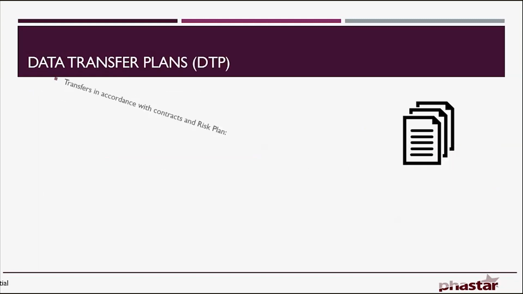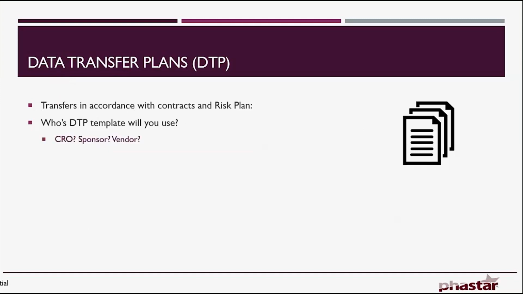Now I'm just going to talk a little bit more about data transfer plans per se. I've talked a lot about the things that you need to think about and the conversations that you need to have. I would very much recommend for any third-party vendor you put in place a data transfer plan. I've also seen these called data transfer agreements or data transfer specifications. So really it's a document that is put together in accordance with any contract that is had with a third-party vendor and the risk plan that we've just talked about.